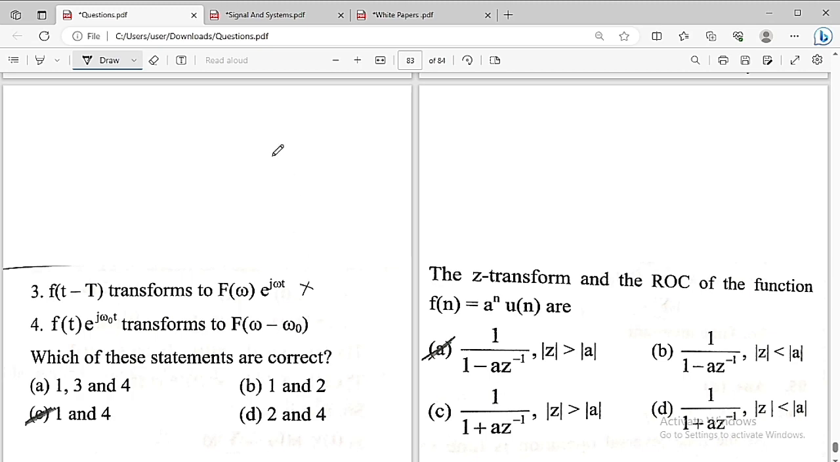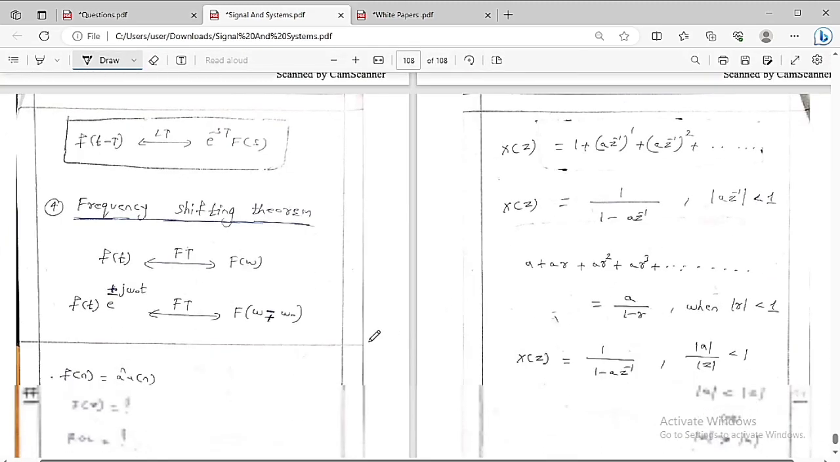Now, let's go for the fourth statement and analyze. Frequency shifting theorem. So, if f of t has a Fourier transform F of omega, then f of t into e to the power of plus or minus j omega naught t has a Fourier transform F of omega minus or plus omega naught. Here plus means here minus, here minus means here plus, opposite side, opposite side.